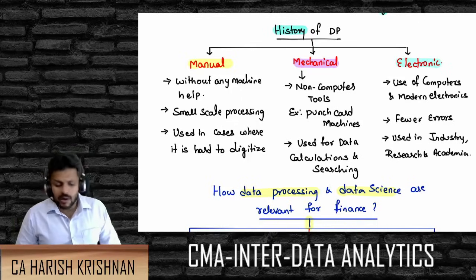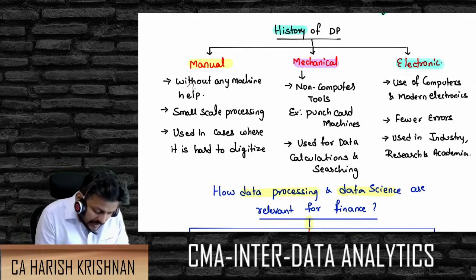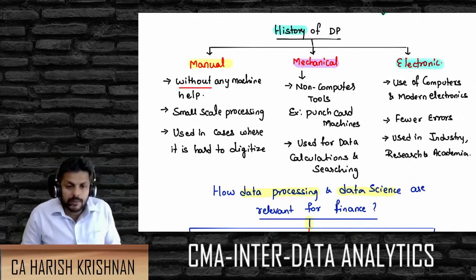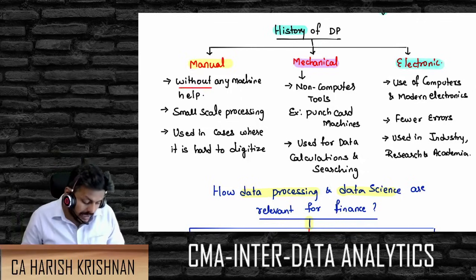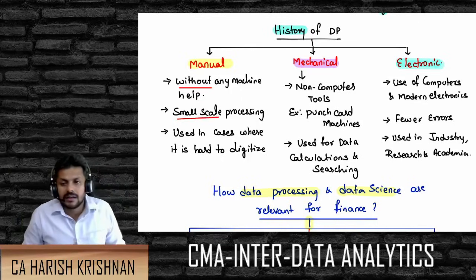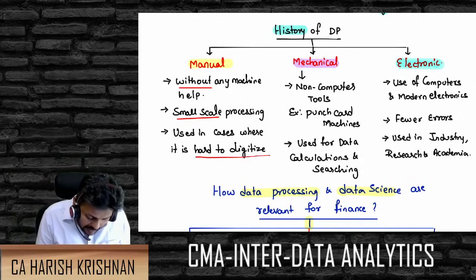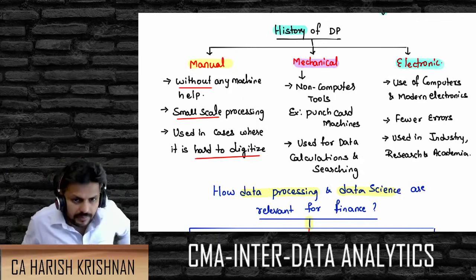And third one is the modern day story of electronic devices, which are computers. So three things: if you are doing data processing without the help or use of any machines, that is called manual data processing. And also manual data processing is done at a small scale, and it is used in cases where it is hard to digitize. So neatly, three simple points to summarize.